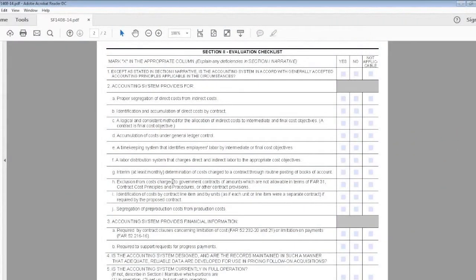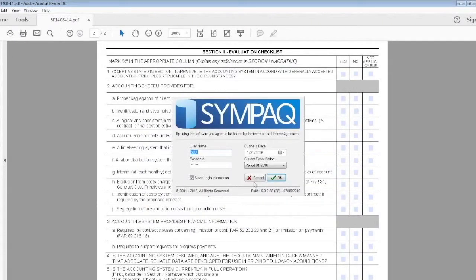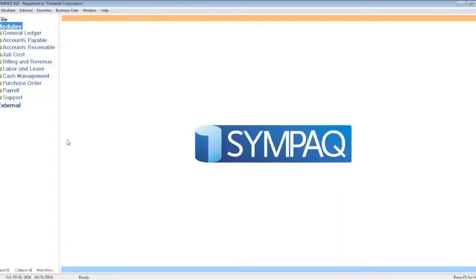The first one is fairly easy to accommodate, and that is the proper segregation of direct from indirect costs. So let's take a look at that. And virtually any accounting system can be set up to accommodate that requirement.